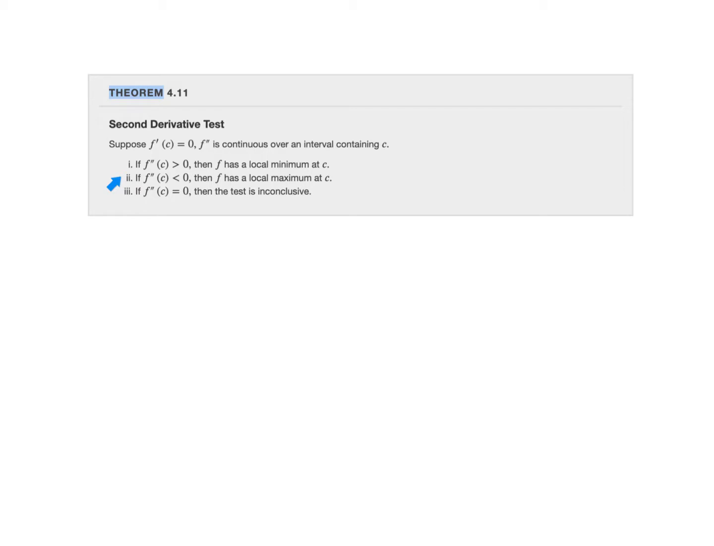Similarly, if f double prime of c is less than 0, that means that we have a concave down situation, and that means that f has a local maximum at c. And finally, if f double prime of c is equal to 0, then the test is inconclusive. We can't use it, and then we have to revert back to using the first derivative test.